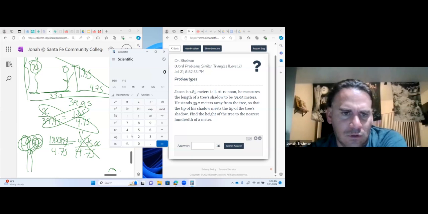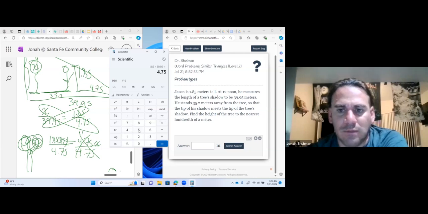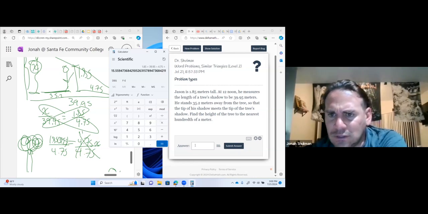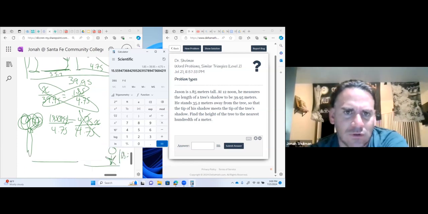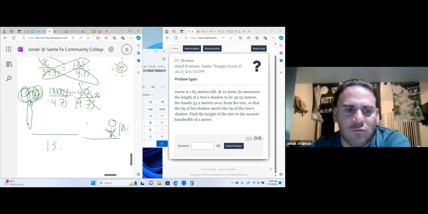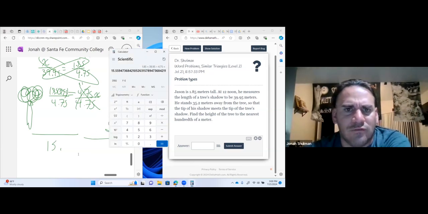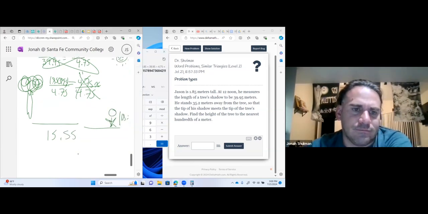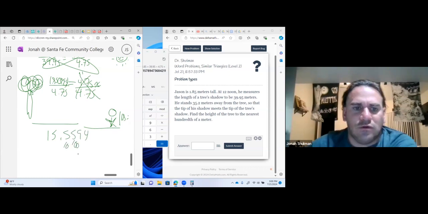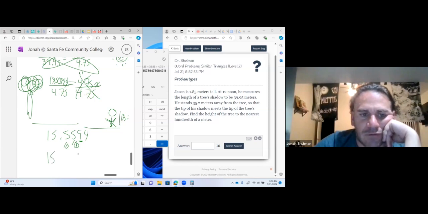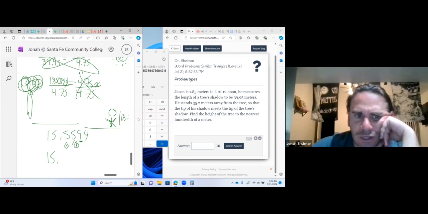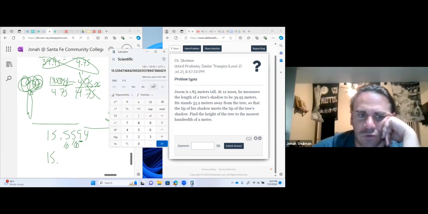So here we go. 1.85 times 39.95 divided by 4.75. How many meters is this tree? To the nearest hundredth. So this is our answer, 55.5594. So there's our 10th, there's our 100th. We have to look here, right? However, this brings it up. Oh, so it's just, that's where it is? 1.559. So it's just 1.56.